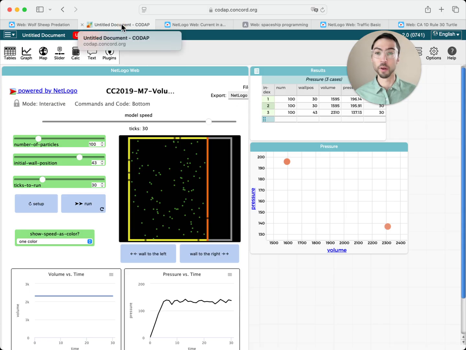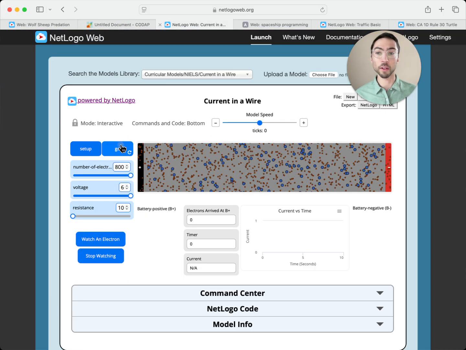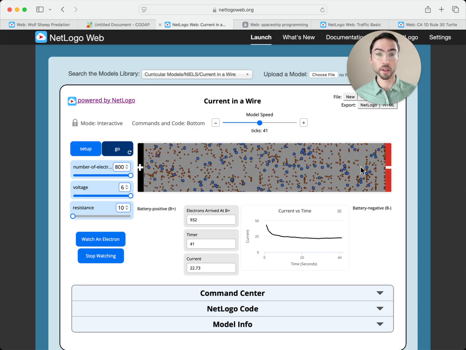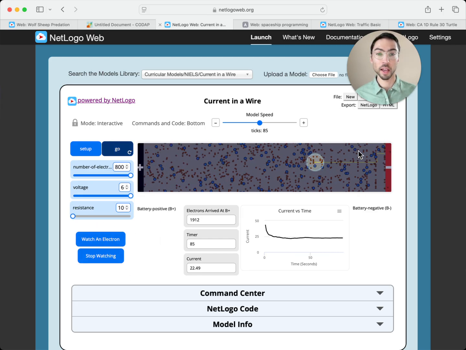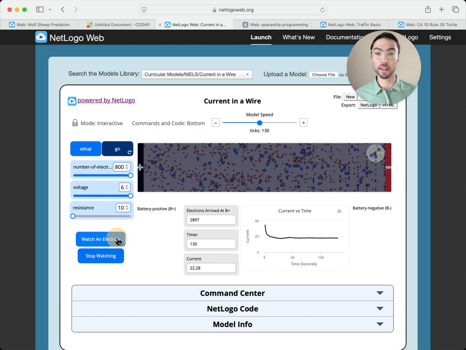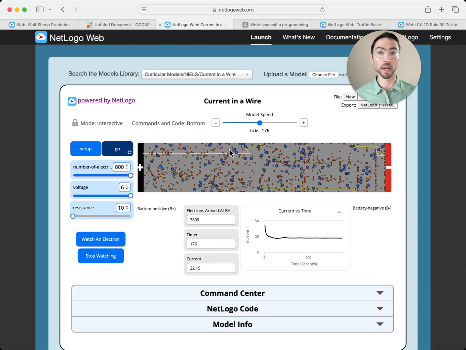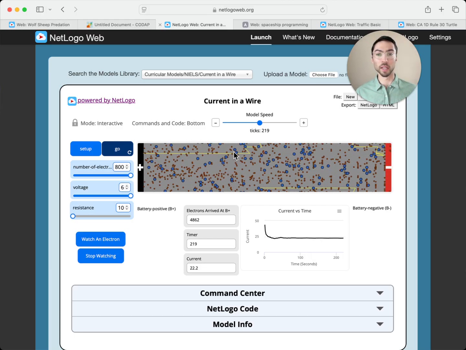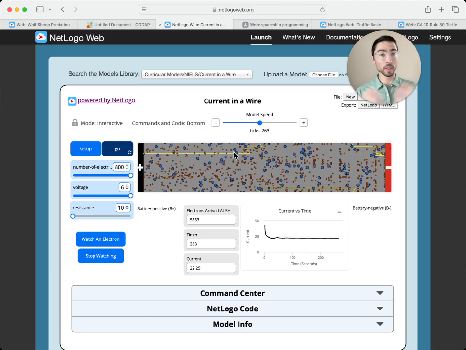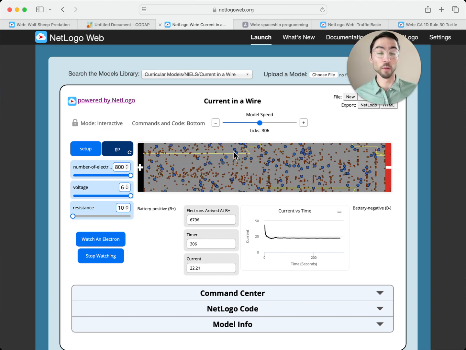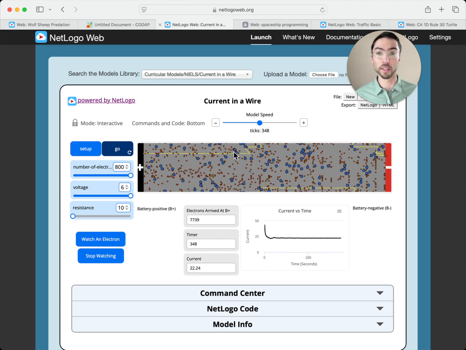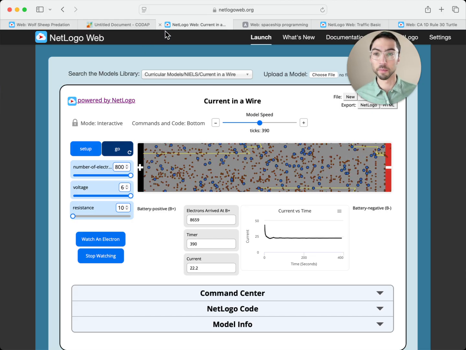Okay, I'm going to show a few other quick examples. This is a physics model. This is a model of current in a wire. The agents here are electrons, and you can see them flowing through here and getting deflected by these blue circles, which represent nuclei. And from this model emerges the relationship between voltage and current and resistance.